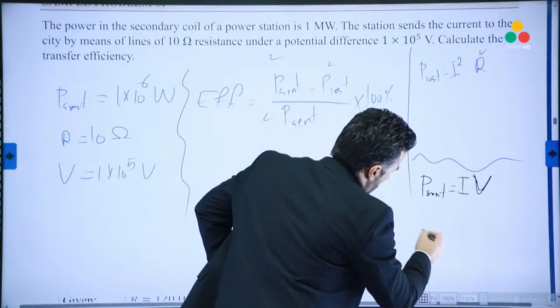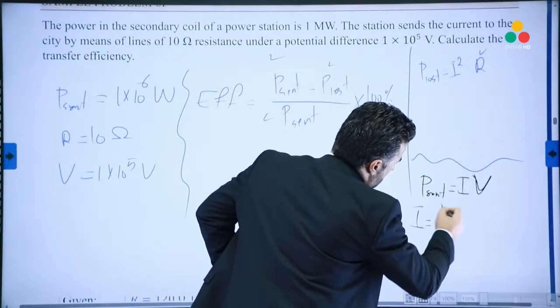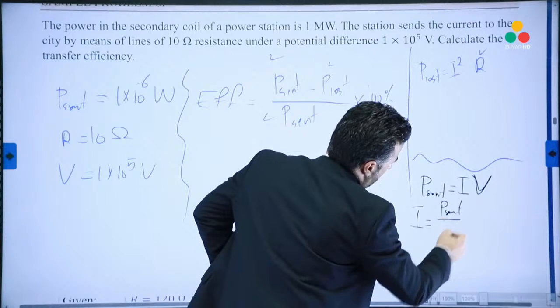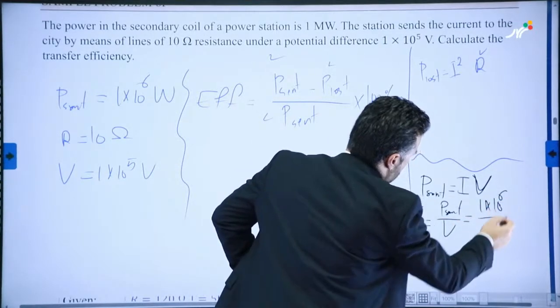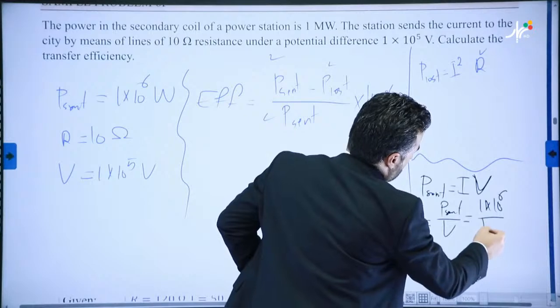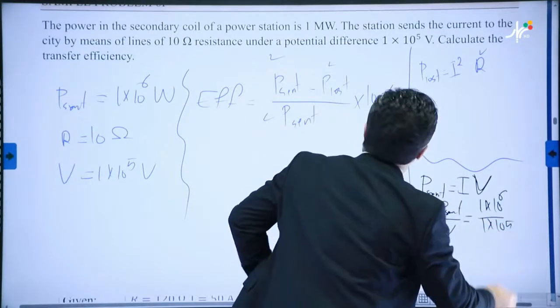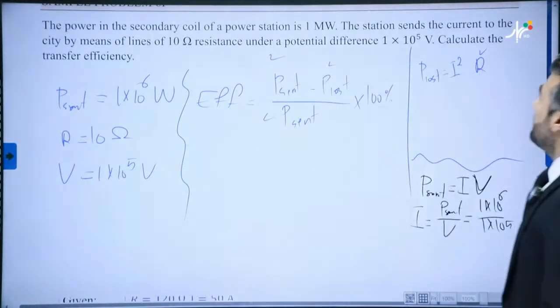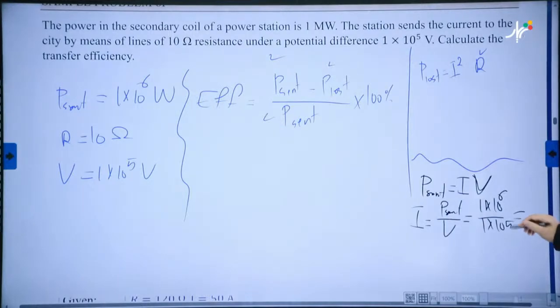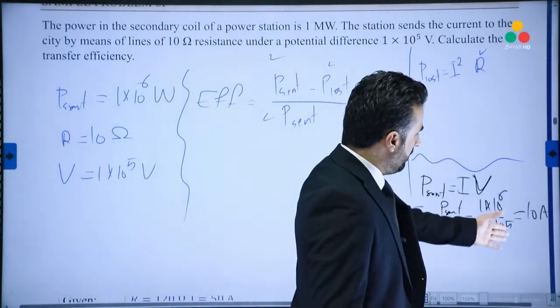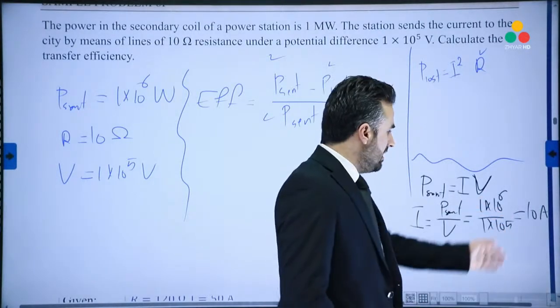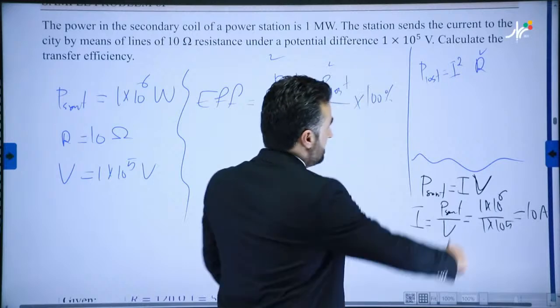So I can say the current is equal to power sent divided by the voltage. The power sent is 1 times 10 to the power 6, divided by the voltage, which is 1 times 10 to the power 5. You do this one here, that is 6, then that is 5, obviously. You get 10 amperes, correct? If not, you could just do this one: that is basically a million over 100,000. So of course, you get 10 amperes.